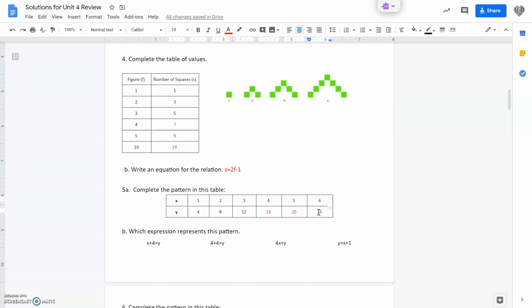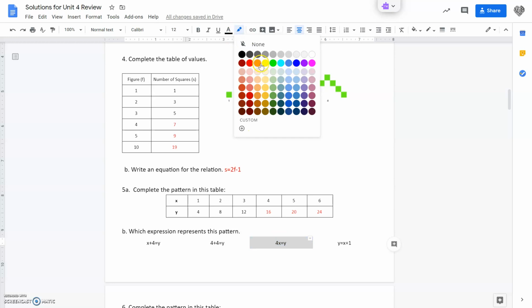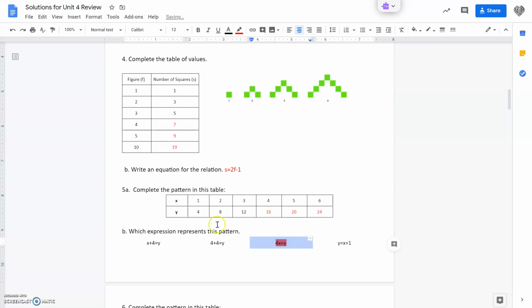So what is my equation going to look like? Well, right away I see I'm increasing by 4. That tells me the coefficient, the number that's going to be out in front of the x, has to start with 4. So right away I see that this is the only equation where the coefficient of the x, or the number out in front of the x, is 4. So that would have to be the option. You can double check. There's no value being added to the x.